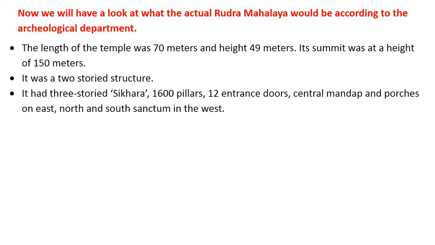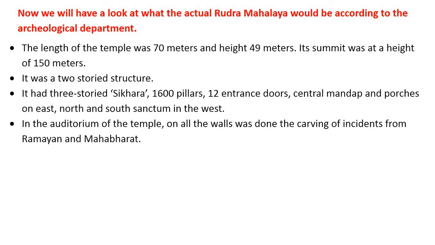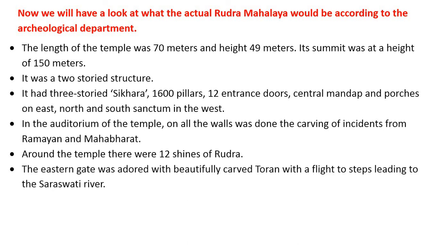It had a 3-storied shikhar, 1600 pillars, 12 entrance doors, a central mandap, and porches on east, north and south, with the sanctum in the west. In the auditorium of the temple, on all the walls was done the carving of incidents from the Ramayana and Mahabharata. Around the temple, there were 12 signs of Rudra. The eastern gate was adorned with a beautifully carved toran, with a flight of steps leading to the Saraswati river.